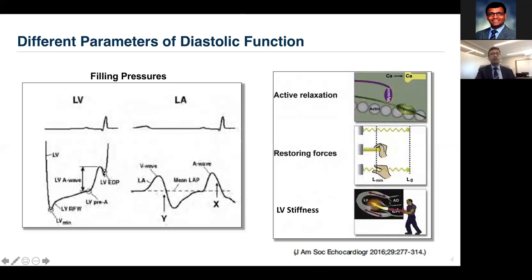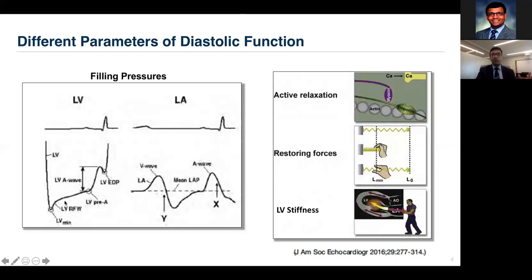And followed by that, you have the A wave. Now, the A wave is an atrial contraction. And because of the left atrial stiffness, this pressure wave is created. And typically during cardiac catheterization, you measure the LV end-diastolic pressure. So the place where there's a notch that you can see typically corresponds to the LV end-diastolic pressure. But it's very clear that the pressures can be very different depending upon where you're measuring.